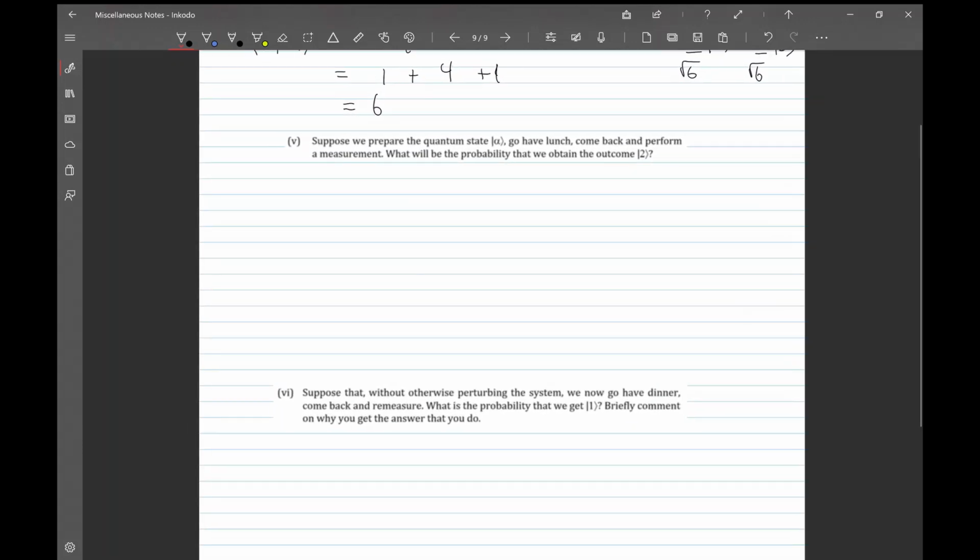So if we consider part 5, we prepare a quantum system in the state alpha. Now by alpha here we mean alpha bar. It must have norm 1 to be a quantum state. So then we go have lunch, come back and perform a measurement. So what is the probability that we obtain the outcome 2 after having measured our state? Okay, so the important thing about this question is not so much that we go have lunch, but that we've left the system for some time.